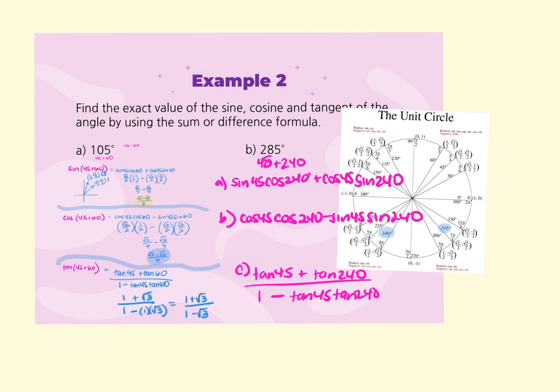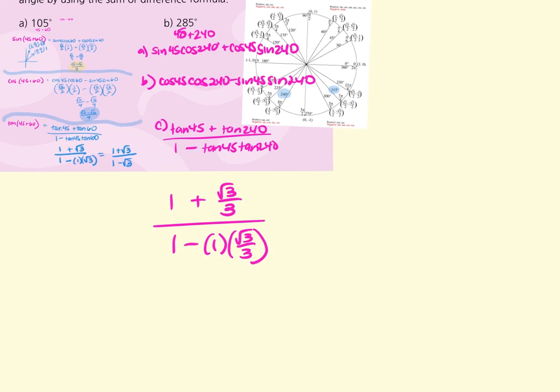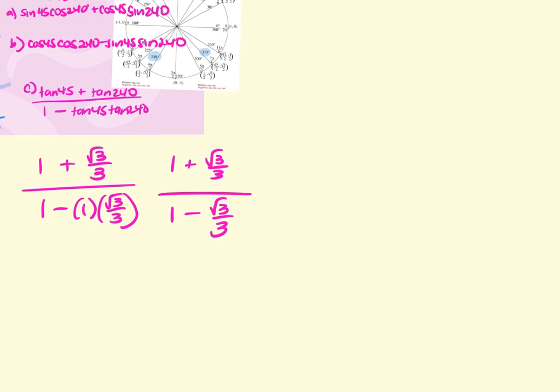Yes? Okay. So here's what you haven't seen yet. What happens if I get 1 plus root 3 over 3, over 1 minus 1 times root 3 over 3? This you have to simplify further. So this ends up being 1 plus root 3 over 3 over 1 minus root 3 over 3. And you need to at least condense them to 1 in each. So I would get this is 3 over 3 and 3 over 3. I'd get 3 plus root 3 over 3 over 3 minus root 3 over 3.